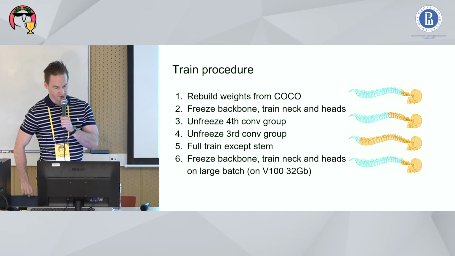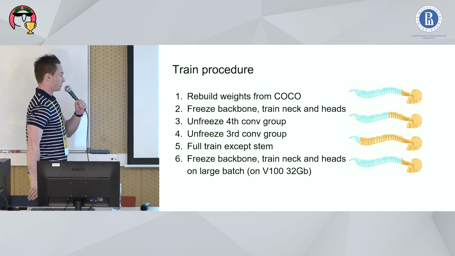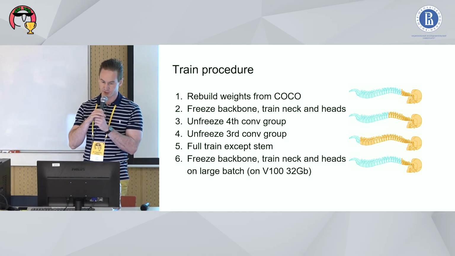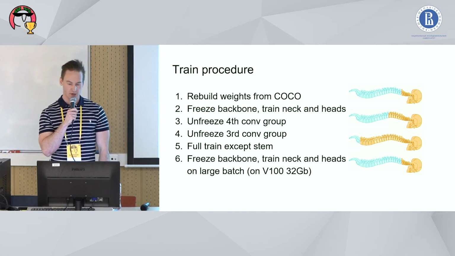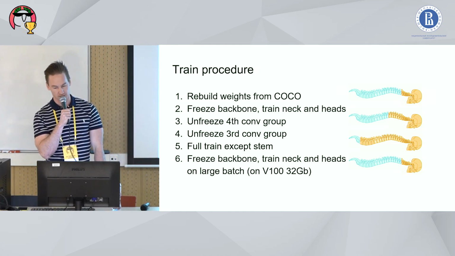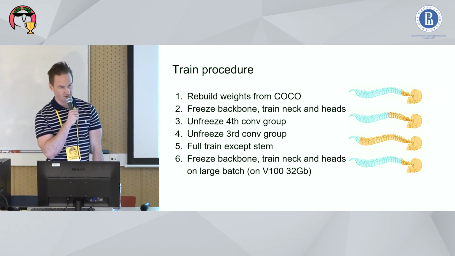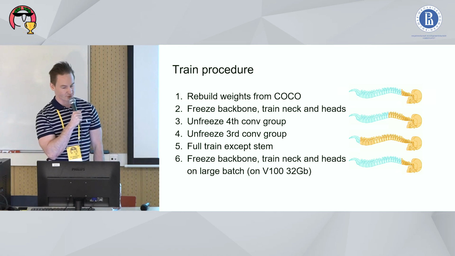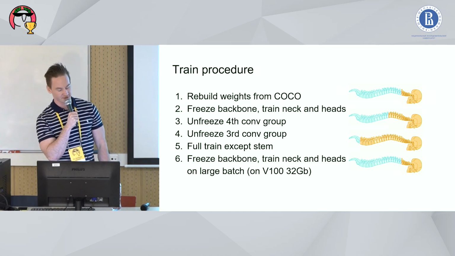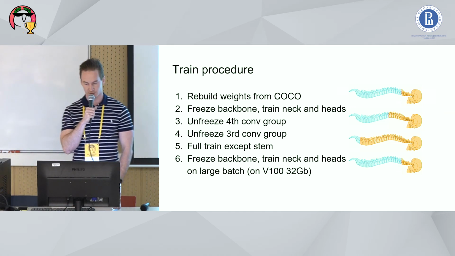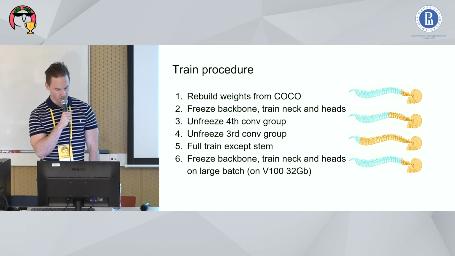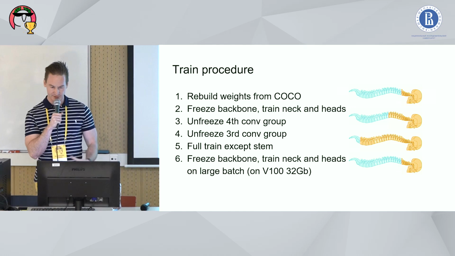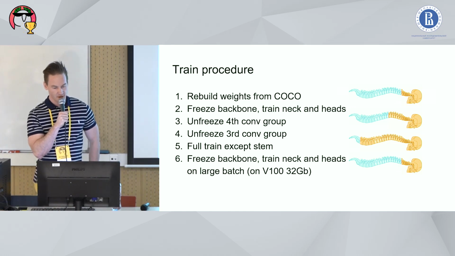So here's my training procedure. I rebuild weights from COCO without any random initialization. In the first stage, I freeze the backbone and train only the head and neck because, well, actually, I don't have many GPUs, so I have to use some kind of technique to increase my training speed. With the backbone frozen, I'm able to pre-train the neck and the head very fast.